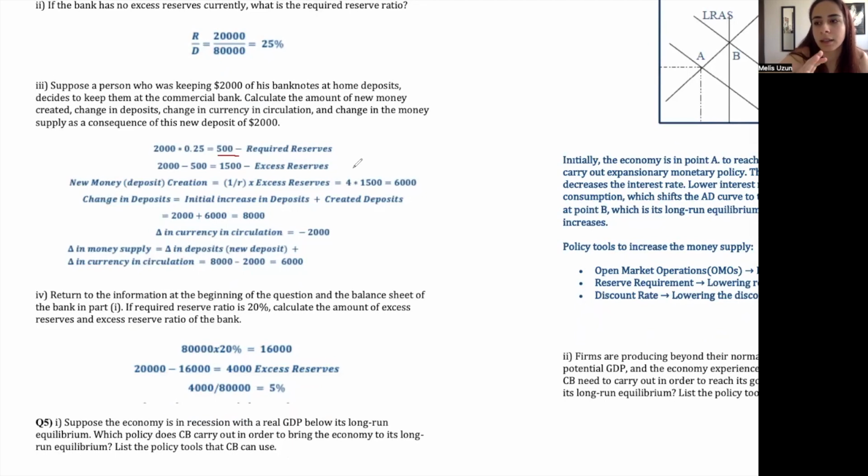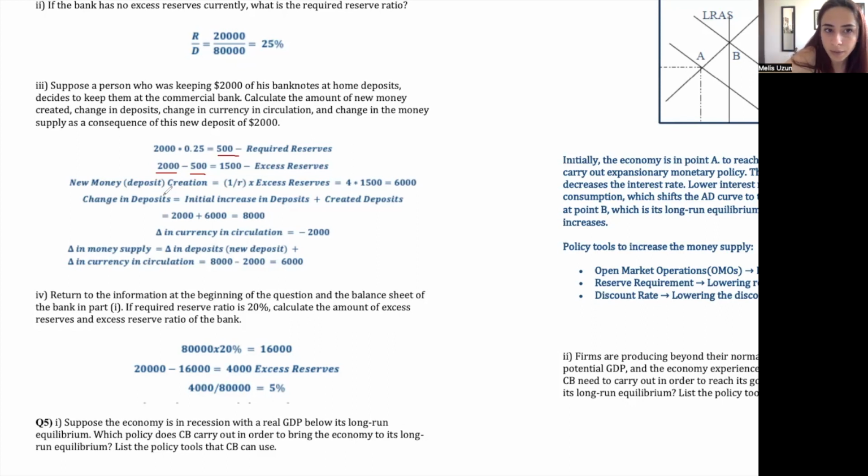So banks need to hold it and cannot do anything with that money. It should stay like this. So we have $2,000. The 500 of it is required reserve. If we subtract 500 from 2,000, we will find 1,500. It is excess reserves.